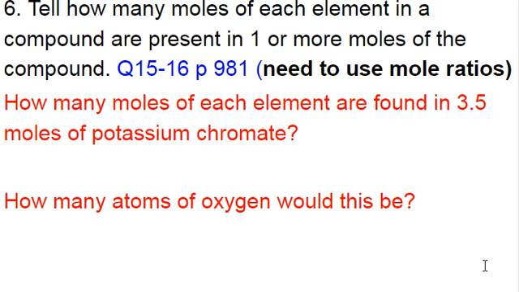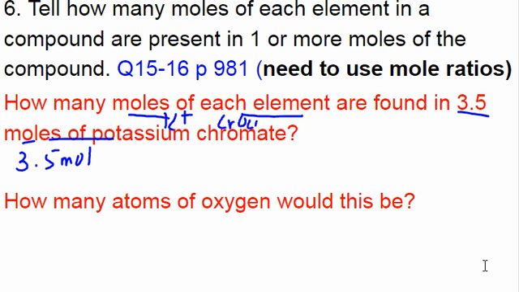So in this case, when we look at how many moles of each element are found in 3.5 moles of potassium chromate, what I'm being given is 3.5 moles of potassium chromate. First of all, I need to know what potassium chromate is. It's potassium with the +1 and chromate, CrO4 with the -2. So this is K2CrO4. And I have to find each element. So I have to find how many moles of potassium, chromium, and oxygen. So I do the same process.